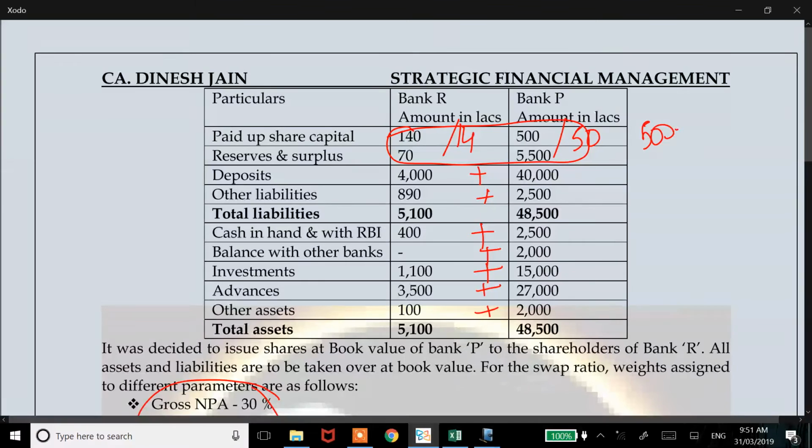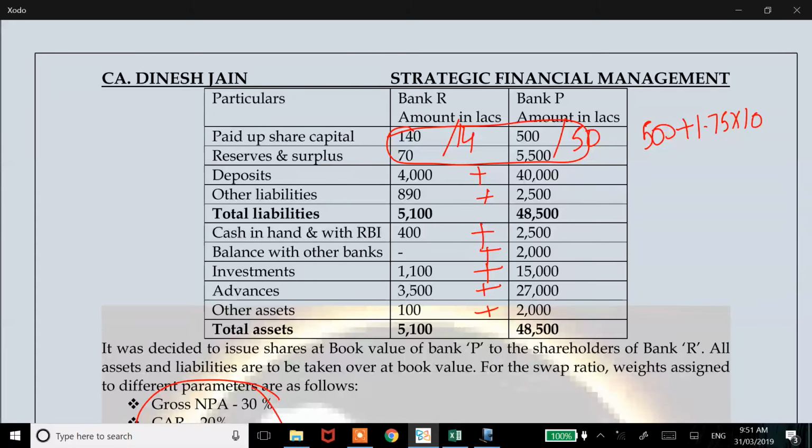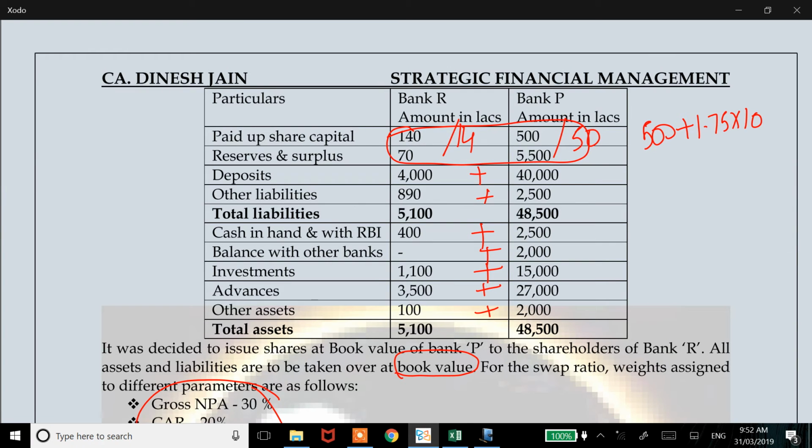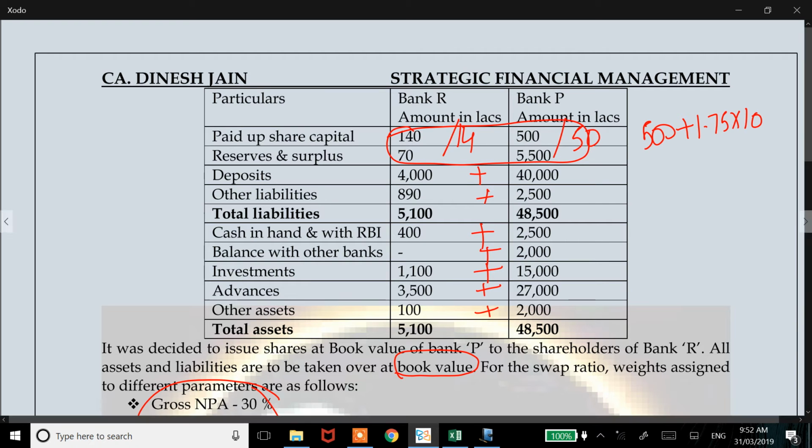500 plus 1.75 into 10 will be the paid up share capital, because you are allotting 1,75,000 shares. We are going to allot shares at book value. What is the book value of Bank P? 120, and reserves is going to be 5,500 plus 1.75 into 110. The balance 110 is securities premium.